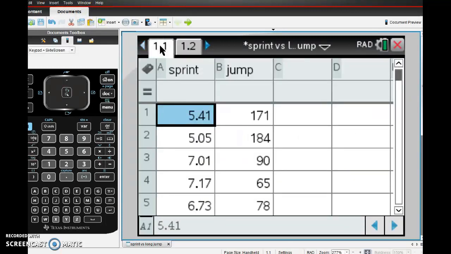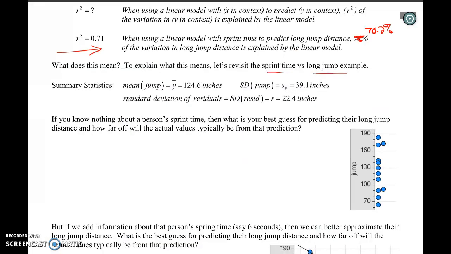If you know nothing about a person's sprint time, then what's your best guess for predicting their long jump distance? If I don't know anything about sprint time and you had to give me a guess for some random person, how far they'd jump, here's a vertical dot plot of the data values. You'd probably make a guess someplace in the center. And that would actually be the mean of your jump distances, the jump mean. In fact, the jump mean was 124.6. That would probably be your best guess.